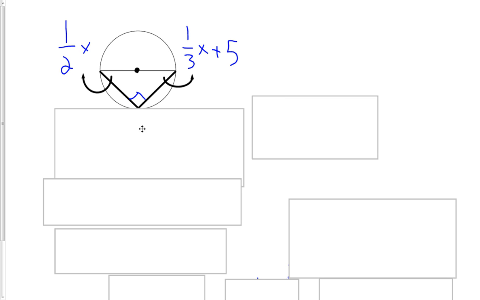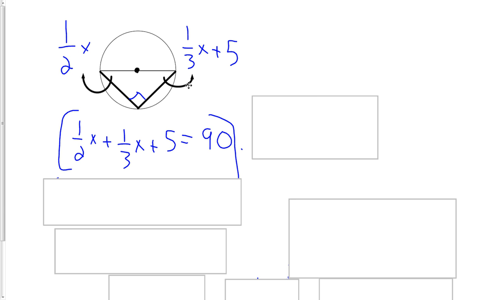Next, I made one of my own up because you may have fraction in the homework. How would you deal with this, right? We've got a right angle. This is 90 by this line. So these two have to add equal the other 90 degrees. So half x plus 1/3 x plus 5 equals 90.